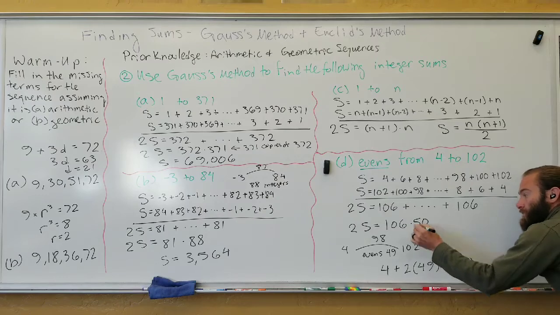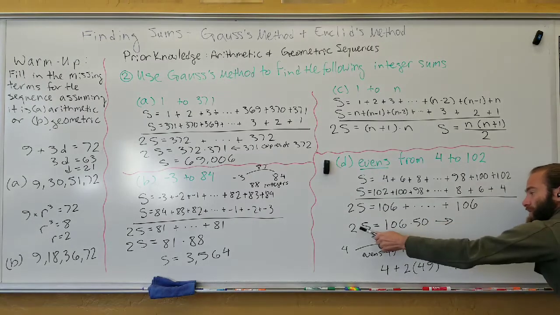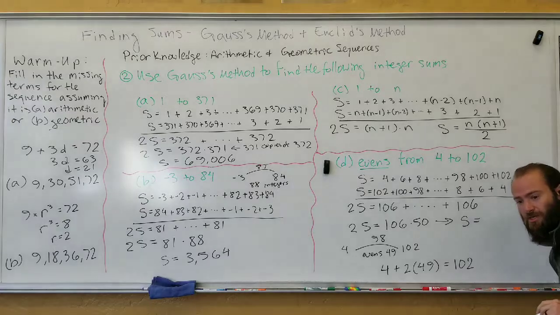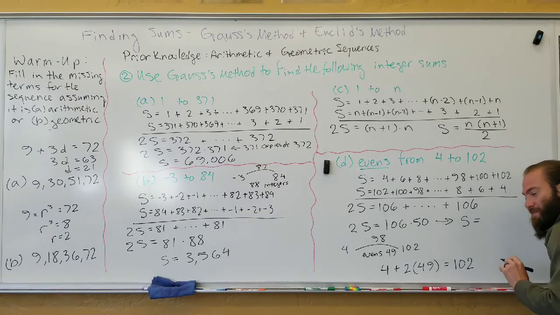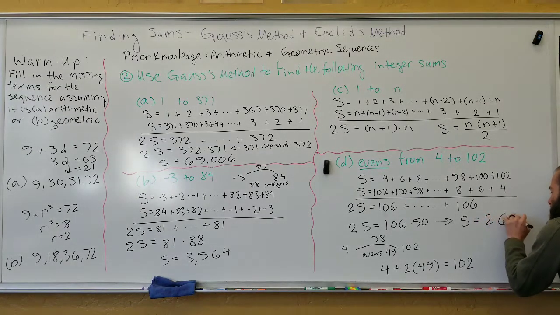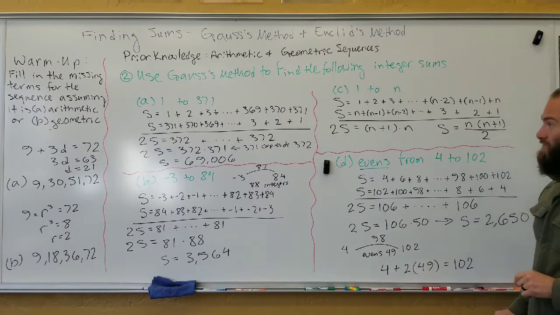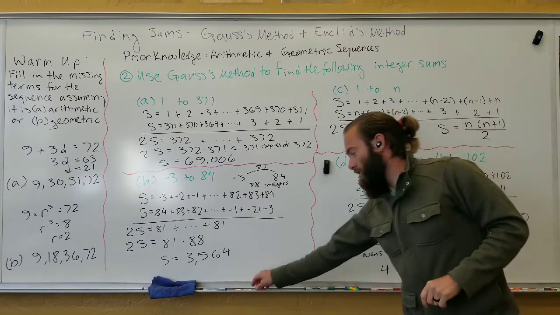Okay? So anyway, in the end here, if we figure that out and we divide by 2, our total sum is going to be, I'm going to cheat because I did this ahead of time, 2,650. Okay, so those are examples and everything for using Gauss's method. Okay, now there's one final conclusion that I want to make with you here about Gauss's method, and it's really important.